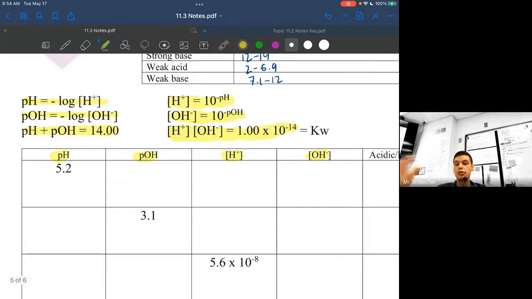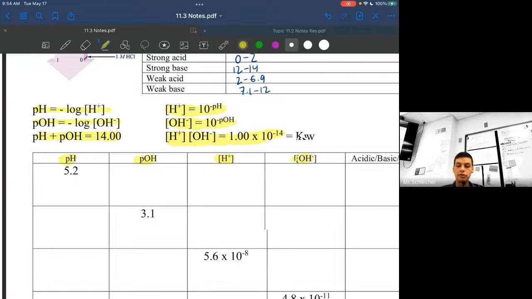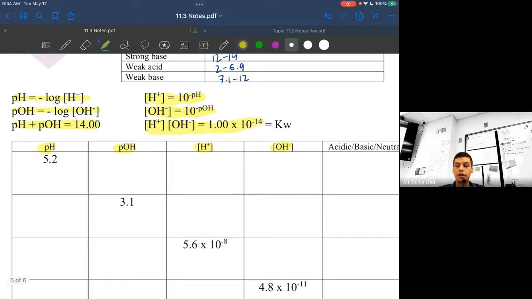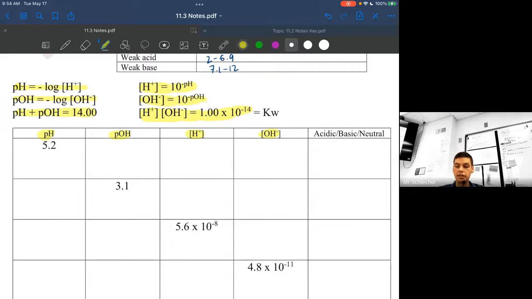Okay, so I'm going to do a couple of these rows of problems with you, and I want you to fill out the rest and do the rest of the practice on your own or with a partner. So just showing what's going on here. First of all, this first row, this first sample, if the pH is 5.2, do you think this is acidic, basic, or neutral? Probably acidic, because the pH is below 7.